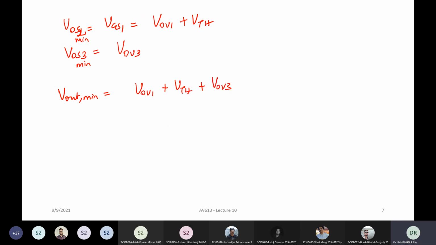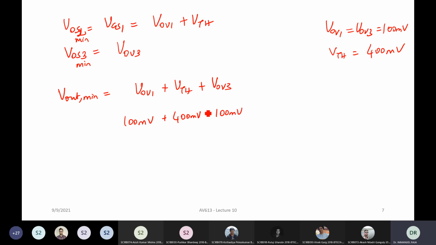Now, for example, if you take the overdrive voltage to be around, let's say, 100 millivolt. I'm just throwing some numbers here so that we have some feel for the numbers. Let's say the threshold is 400 millivolt. So this is 100 millivolt, this is 400 millivolt, and this is 100 millivolt. Now what has happened? The bulk of this is coming from the threshold voltage, right? So the total thing is 600 millivolt, right?